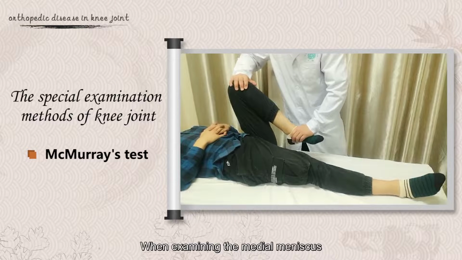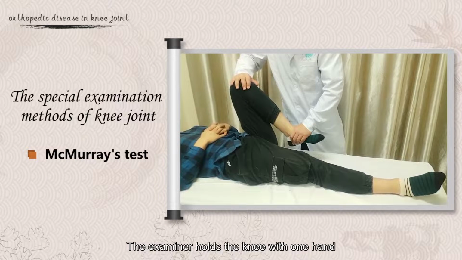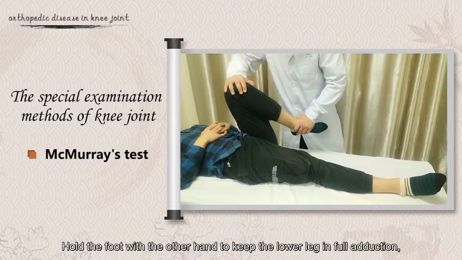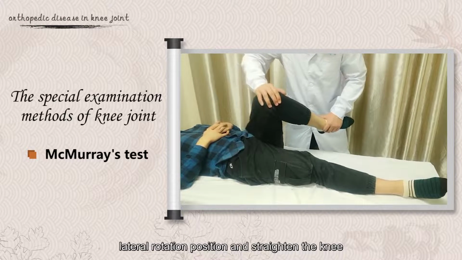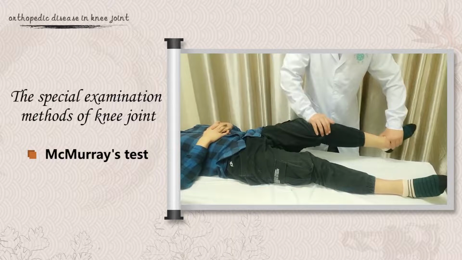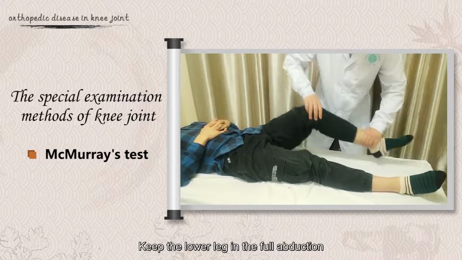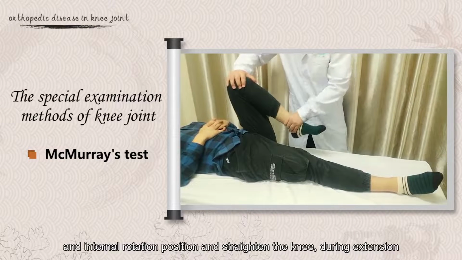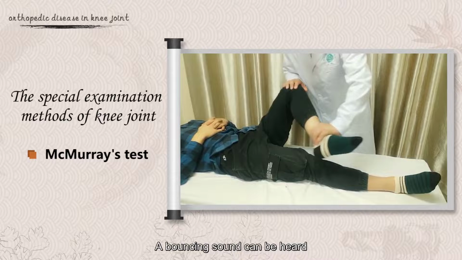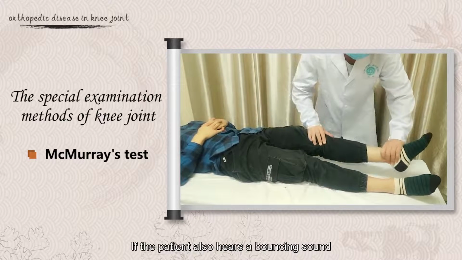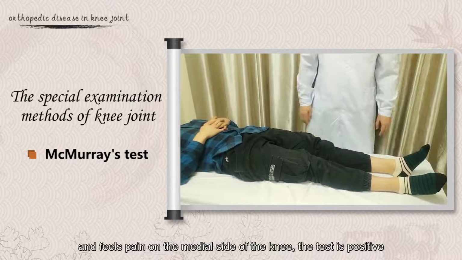When examining the medial meniscus, the examiner holds the knee with one hand and holds the foot with the other hand to keep the lower leg in full abduction and external rotation position, and straighten the knee. When examining the lateral meniscus, keep the lower leg in full adduction and internal rotation position, and straighten the knee during rotation. A click can be heard. If the patient hears the click sound and feels pain on the medial side of the knee, the test is positive.